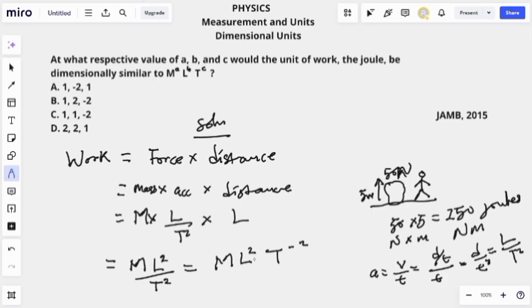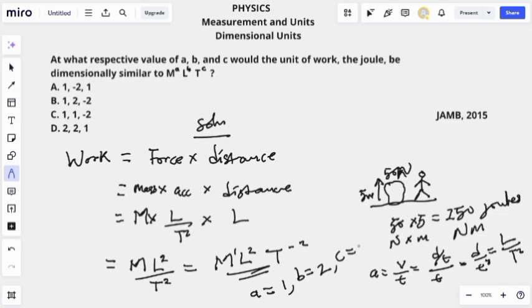So if you compare what we have here with M raised by a, L raised by b, and t raised by c, you find out that our a equals, this M is raised by 1, equals 1. And our L, which is b, will equal 2.